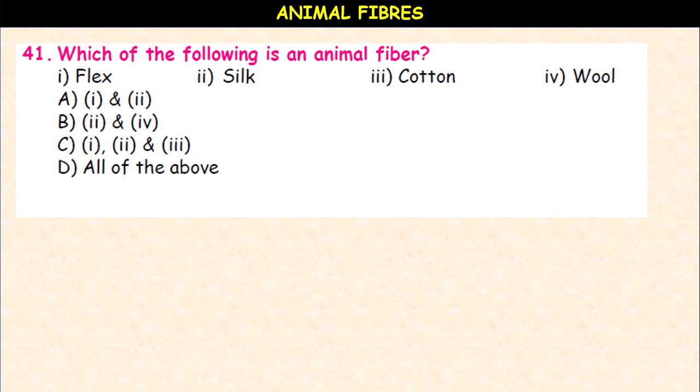Which of the following is an animal fiber? Flax, silk, cotton, wool. Option A, both flax and silk. Option B, silk and wool. Option C, flax, silk, cotton. Option D, flax, silk, cotton and wool. So which one? Animal fibers are silk and wool. So option B.